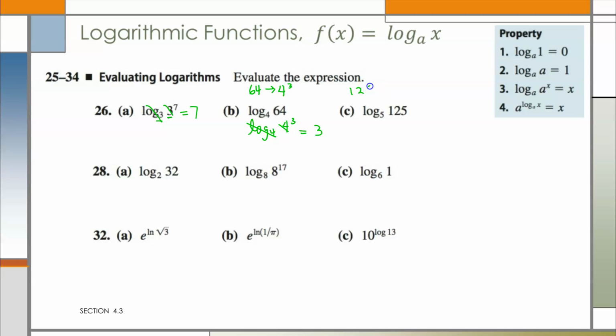Okay, in a similar fashion, we're going to take 125 and see if we could write it as 5 to some power. 5 to the third is 125. So we're looking at log base 5 of 5 to the third. These are the same, they cancel out, and so we're left with 3.